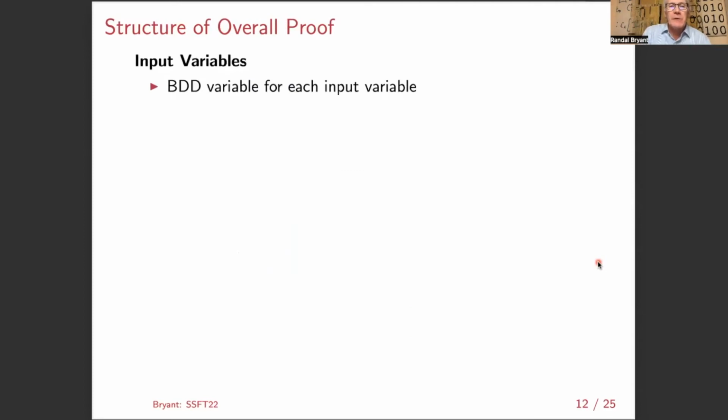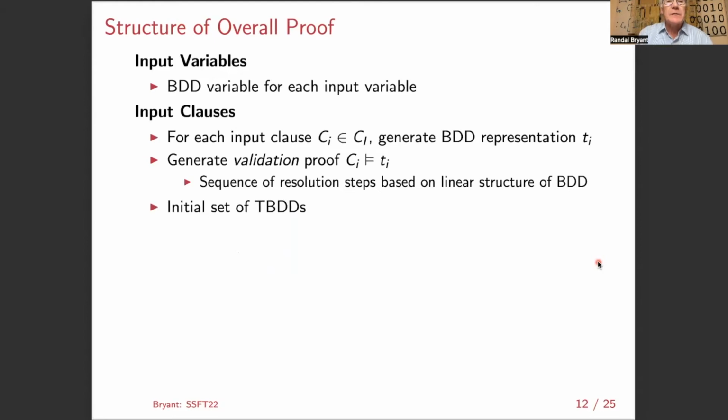As you figure out, we want to generate a BDD variable for each input variable in the formula. And for each clause, we'll want to be able to construct its BDD representation, which is what I called from clause, as well as the proof that this is a trusted BDD with respect to that particular clause. And this proof can be generated fairly simply from the linear structure of those BDDs representing clauses. Those will form our initial set of trusted BDDs.